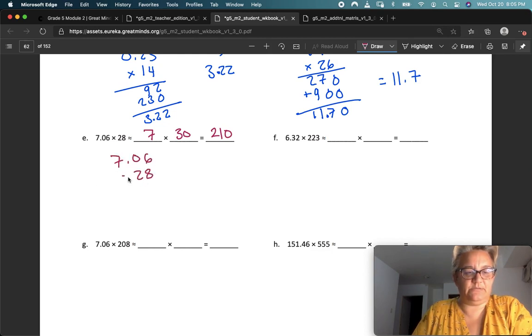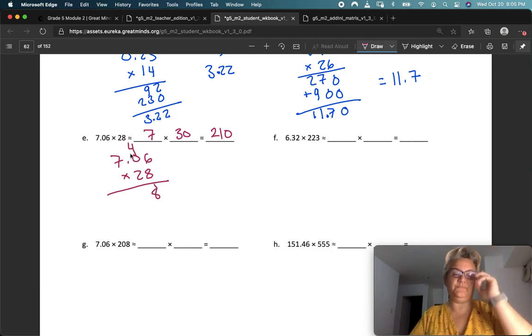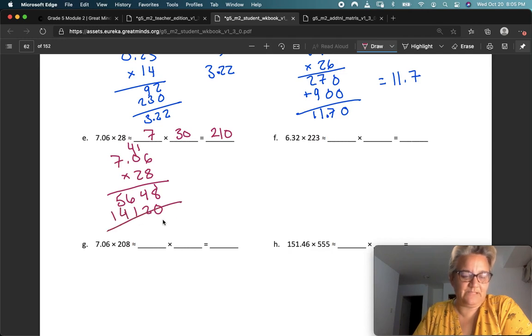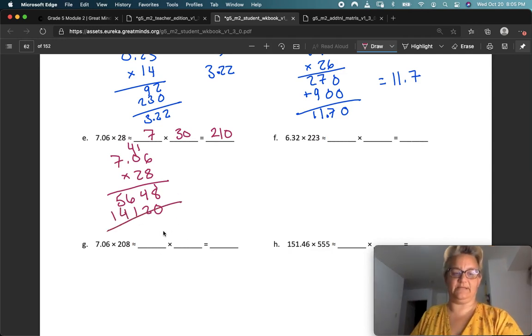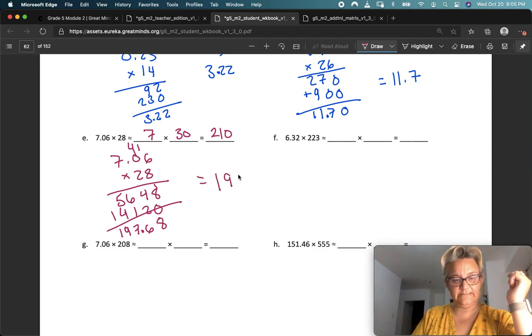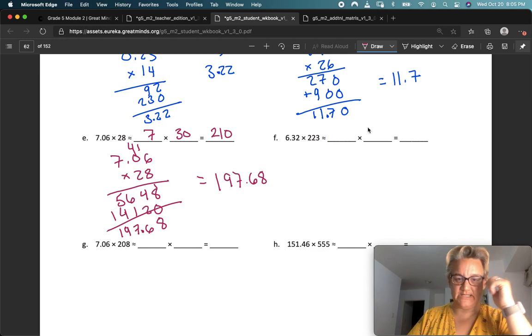706 times 2, 8. 8 times 6 is 48, carry the 4. 8 times 0 is 0, plus 4 is 4. 8 times 7 is 56, then drop the 0. 2 times 6 is 12, carry the 1. 2 times 0 is 0, plus 1 is 1. And 2 times 7 is 14. Oh my gosh, I gotta stop writing sideways here, I'm sorry. 8, 6, 7, 9, 1, and my decimal goes right there. Did you see that? 2 spaces over, so 2 spaces over. 197 6800.